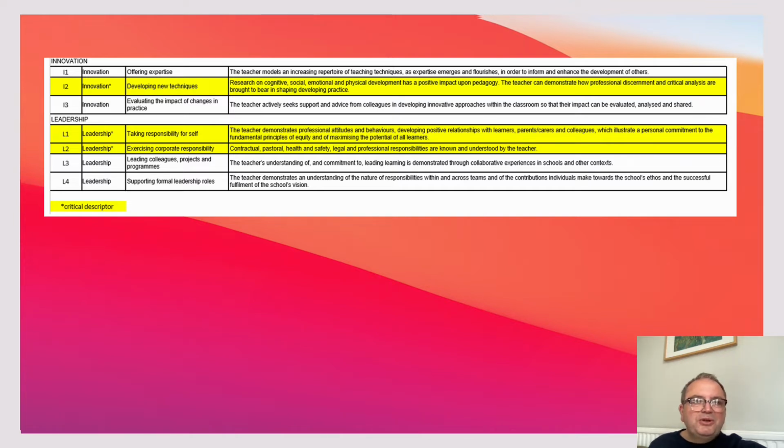Now, leadership is also really important here. And if you look at it, one of the first things we have here, well, in fact, it is the first thing, is taking responsibility for self. Now, one way in which you can show that you are taking responsibility for your own development is to make sure that your PLP is up to date and well populated. Now, PLP is a term that we haven't used before, but we will be looking at in a few moments' time.